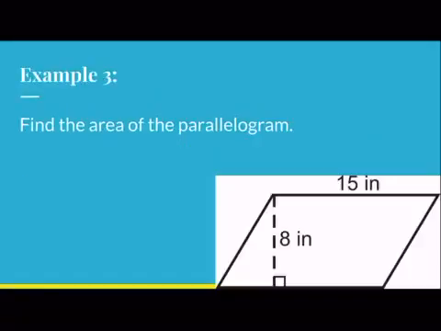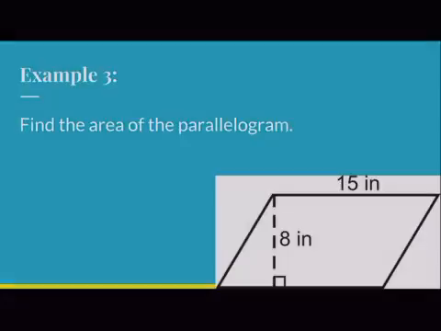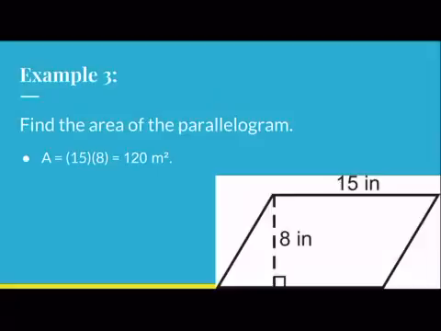Find the area of a parallelogram. So for this parallelogram, we have a height of 8. Remember, it has to be perpendicular to our base. And our base is going to be 15 inches long. So our base times height would be 15 times 8, which would be 120 meters. Or that should be inches squared. My bad, I'm sorry. That should be inches squared. So go ahead and make that change.